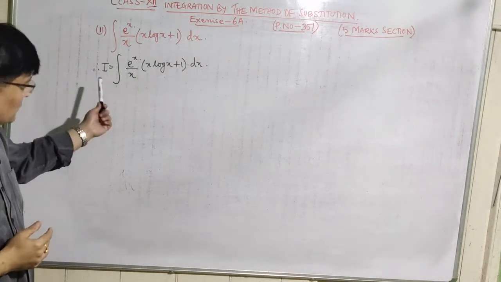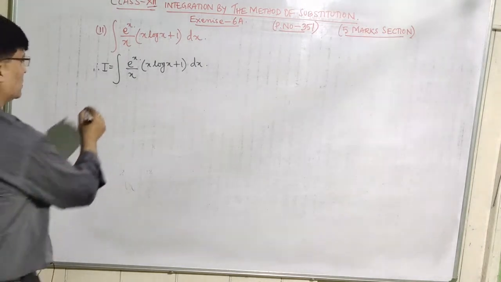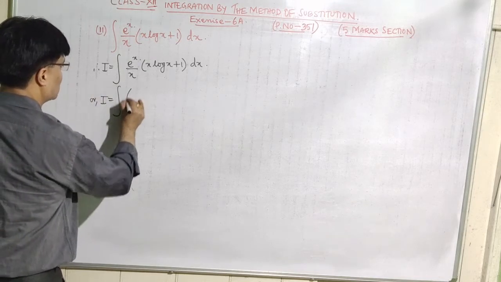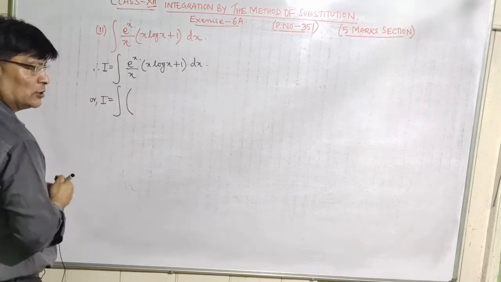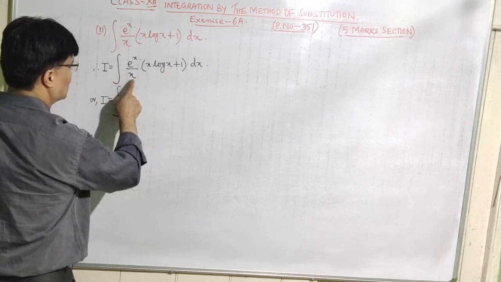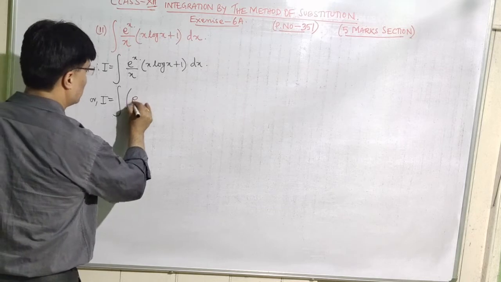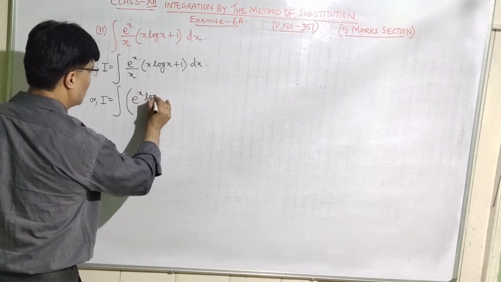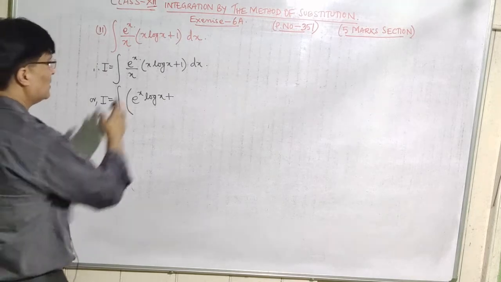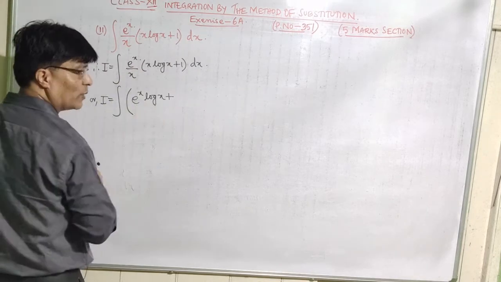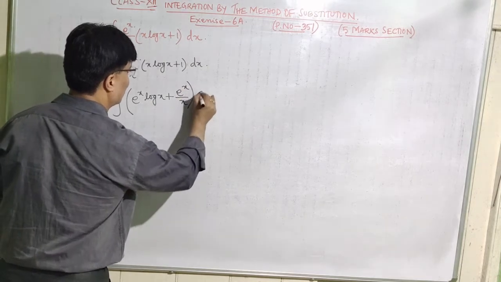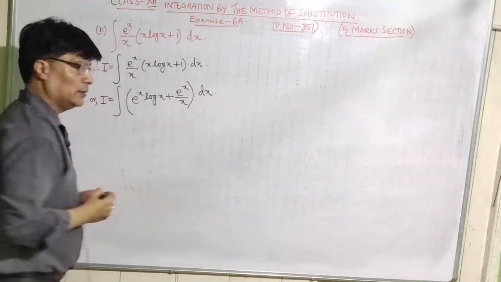Let us multiply it first. I is equal to the integration of, within brackets, if you multiply them, e to the power x upon x into x log x, the x gets cancelled. So you will have e to the power x log x plus e to the power x upon x into 1, which is e to the power x upon x, bracket close, dx.